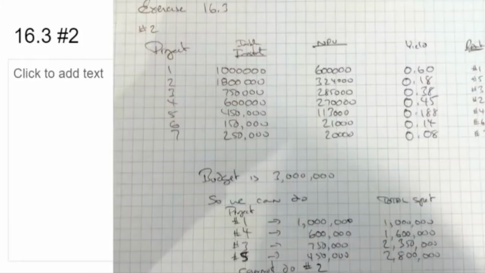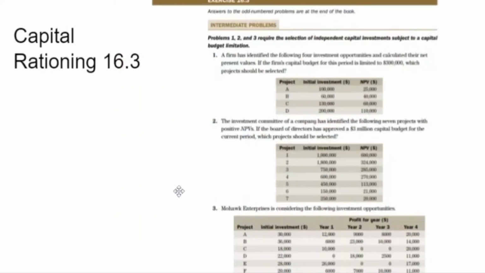Okay, let's take a look at number 2. Number 2 here, the investment committee of a company has identified the following 7 projects with positive net present value. So in other words, someone's done the mechanics on this. So this is a pretty easy thing if they've done this. So here's positive net present values. If the board of directors has $3 million to spend, what projects should we do?